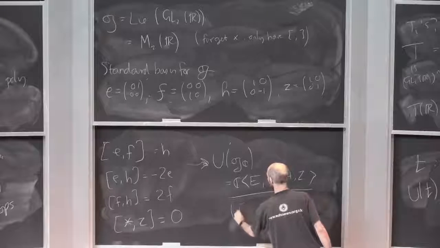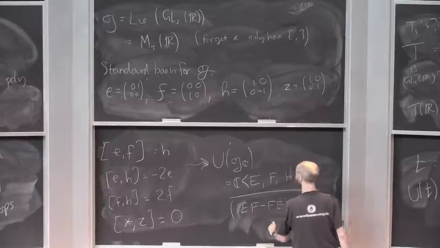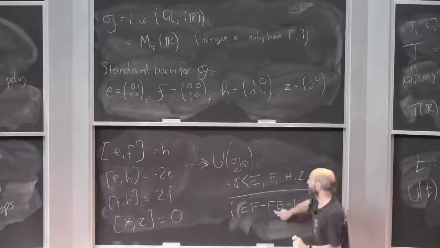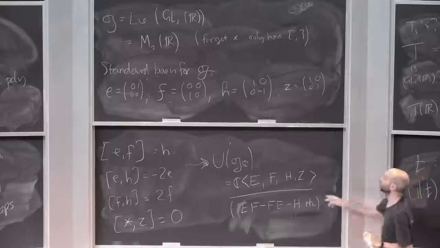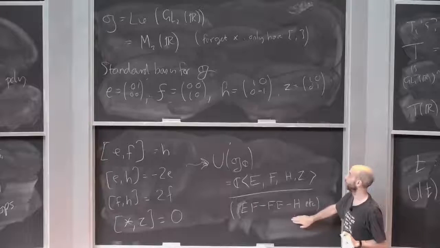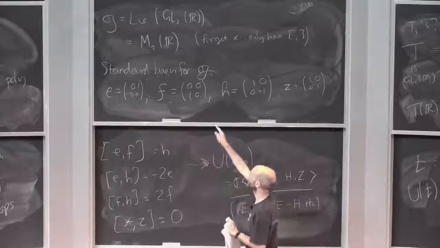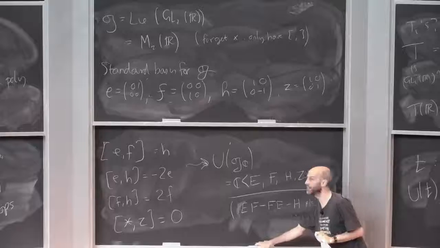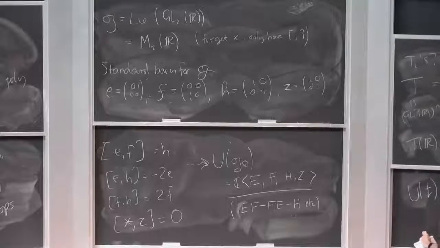Now, let's see if I get it right this time. The relations are things like E times F minus F times E is H, etc. You see, that corresponds to this one here. And now this is the one point where you just have to be careful. You mustn't think of these as matrices now. That's why I've changed the notation. This is not anything to do with the matrix that you get when you multiply E by F. This is just some abstract setting where E, F, H, and Z are abstract operators, and I'm quotienting out by that ideal.